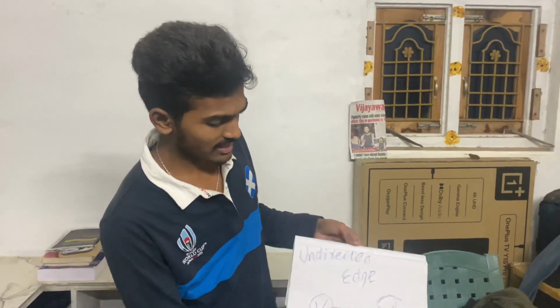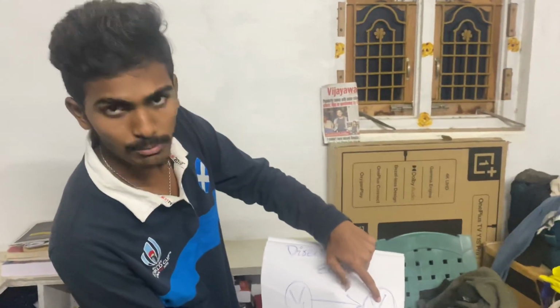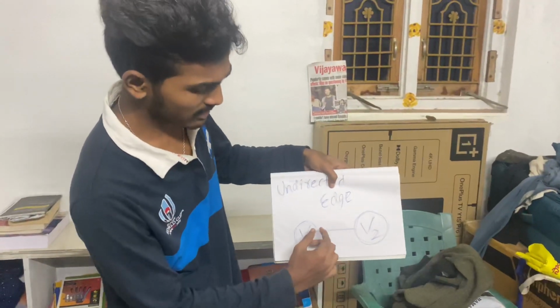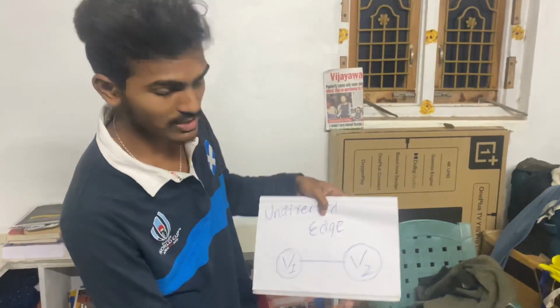Here, as you saw in the previous example, we can travel from V1 to V2, but traveling from V2 to V1 is not possible. See, here you can travel in multiple directions. V1 to V2 is possible and V2 to V1 is also possible.